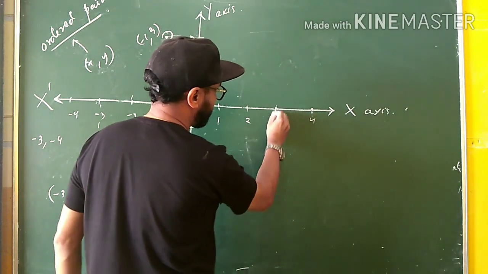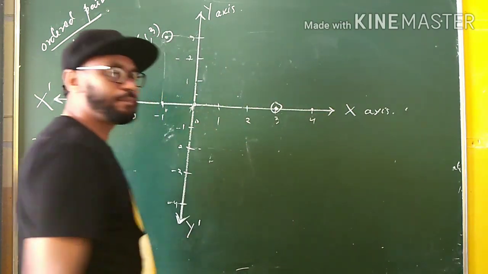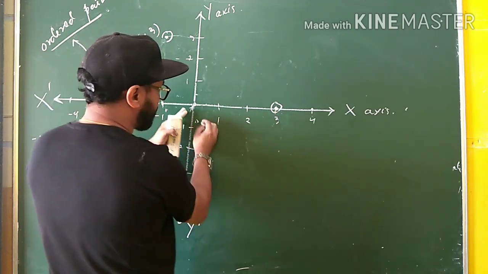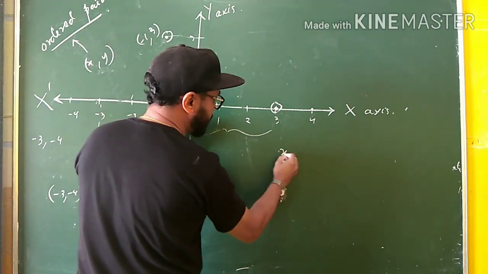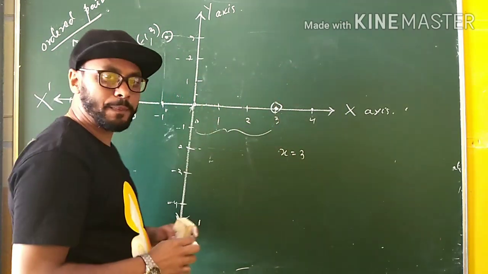Alright, now one more example. What if I take a point here? If you look at this point, the value of x is 3. Now do we have y?